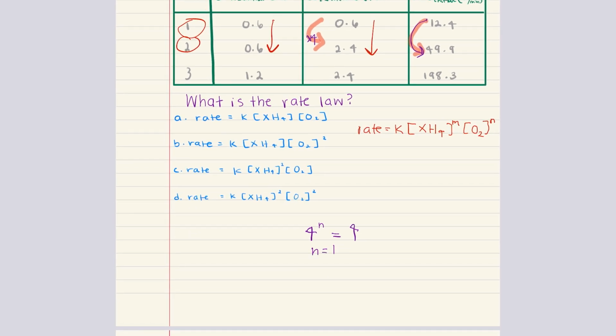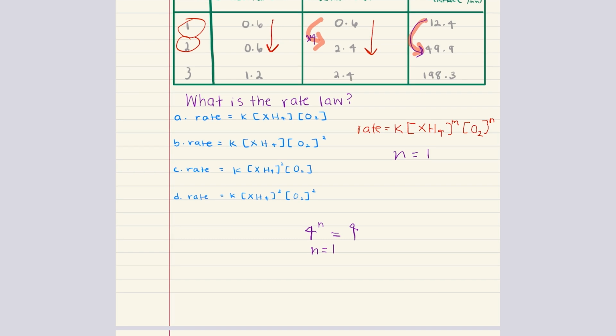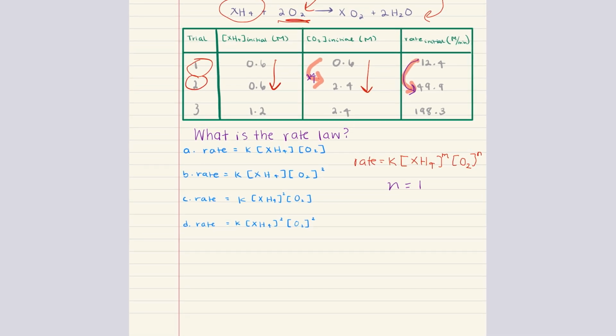So N is equal to 1, which means that the reaction is first order with respect to oxygen. Now we want to do the same thing for XH4. Which two trials maintain the same concentration for oxygen, but there is a change in concentration for XH4? That's going to be trial 2 and 3. Notice, same initial concentration for O2, but we have a change in concentration for XH4. That's perfect because we're trying to figure out the order with respect to this reactant.